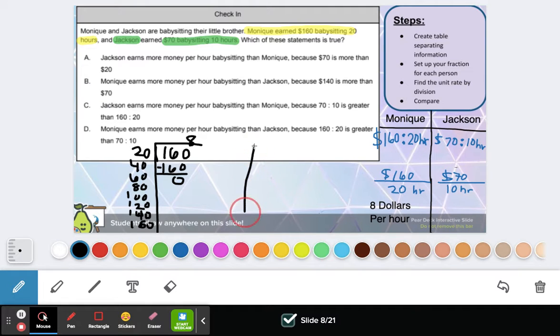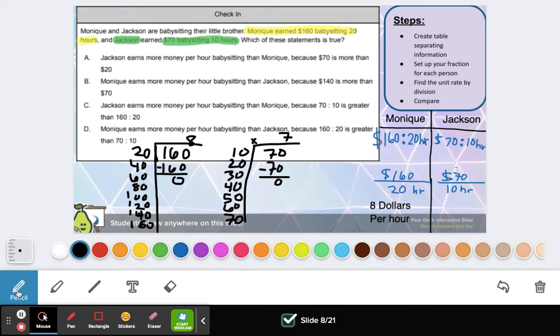Okay, so now for Jackson, we're going to do the same thing. We're going to compare it using division. So here I have 70 as my top dog, so he goes inside the house. 10 is my wimpy dog, gets kicked out, so it's 10, 20, 30, 40, 50, 60, and then 70. So 10 can go into 70 1, 2, 3, 4, 5, 6, 7 times. 10 times 7 gives me 70. I subtract and I get 0.